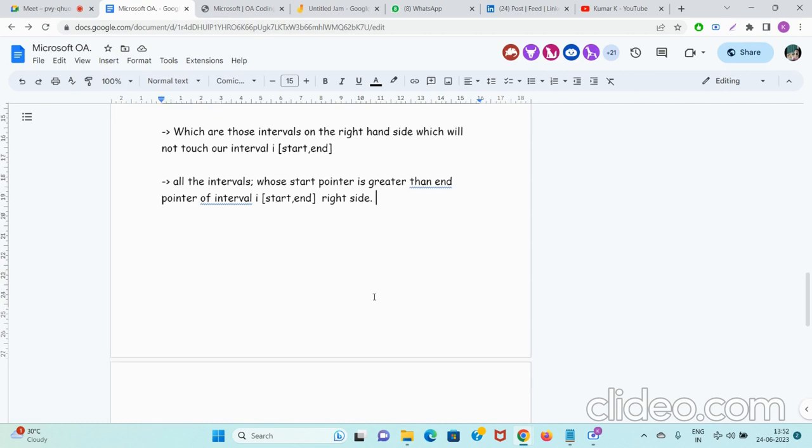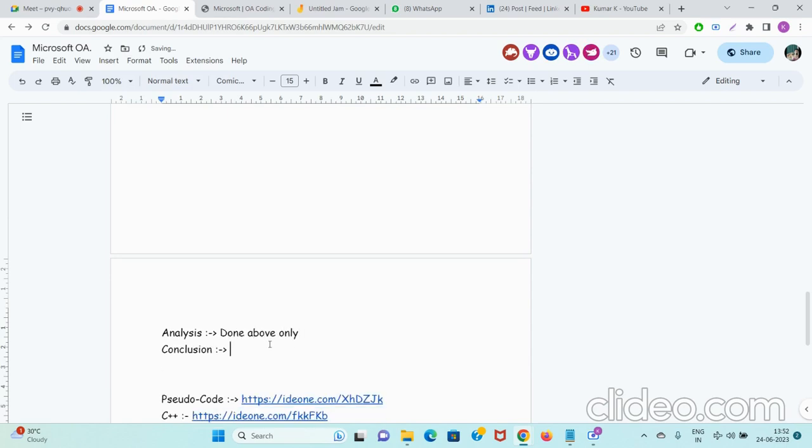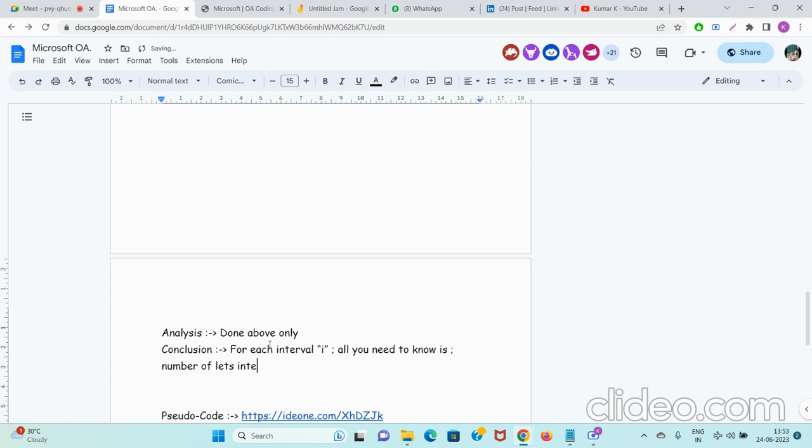Now, guys, I'm writing the final conclusion. Everyone will write the conclusion with me. Analysis done above only. For each interval I, all you need to know is the number of left intervals which do not touch it, and the number of right intervals which do not touch it. Okay.